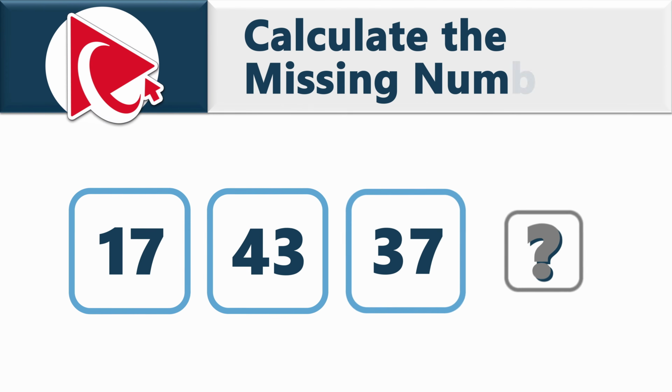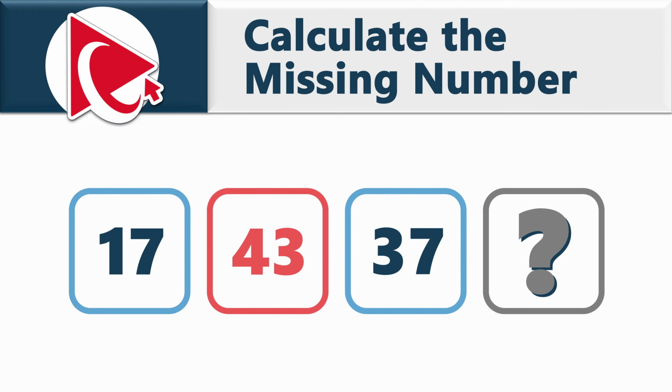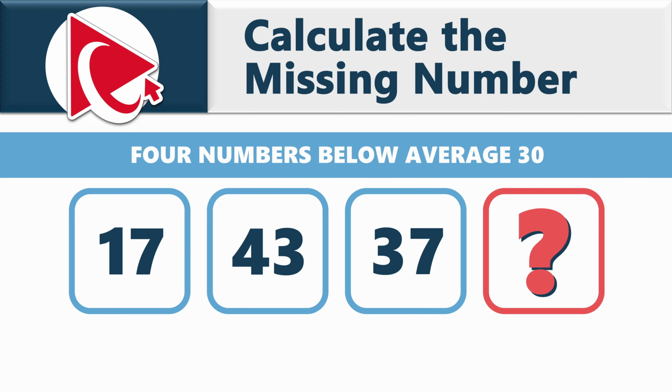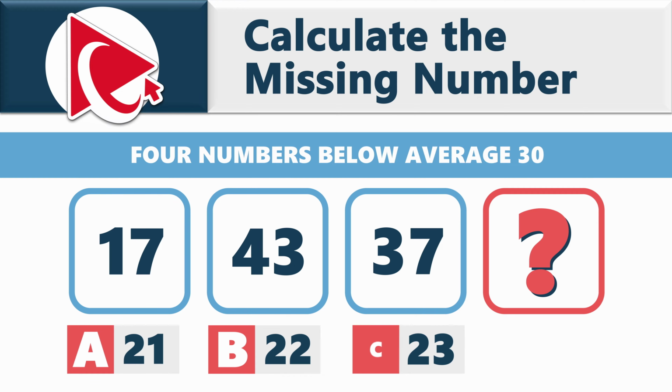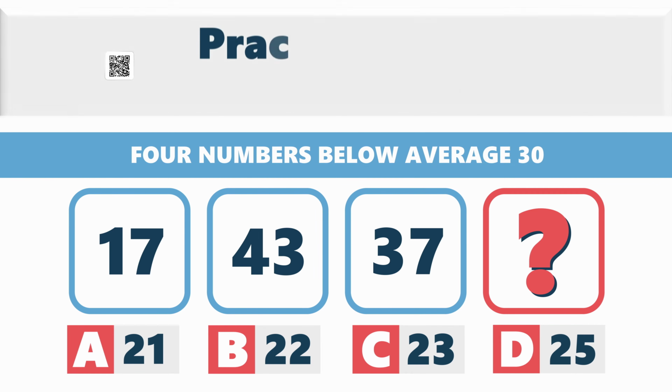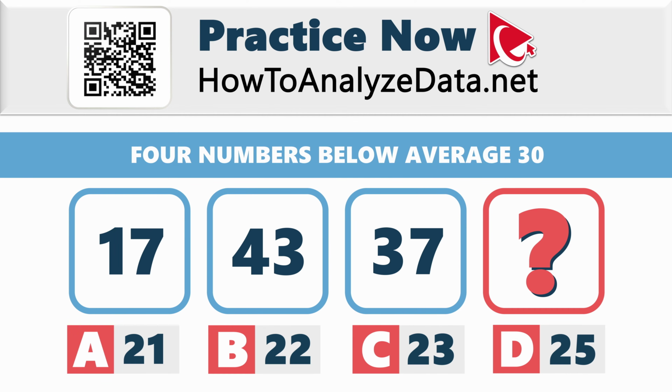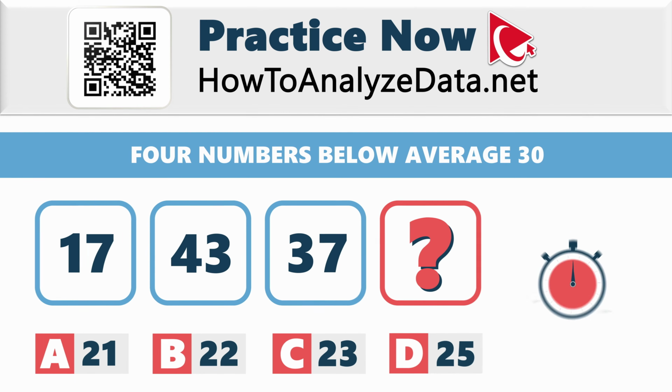You're presented with 4 numbers, 17, 43, 37, and then comes the missing number you need to calculate, knowing that all 4 numbers average 30. Your choices for the answers are choice A, 21, choice B, 22, choice C, 23, and last but not least, choice D, 25. Well, this question may seem daunting at first, but I know you have the skills and creativity to tackle it. Trust in your abilities, and let's explore all possible solutions together. Let's tackle it as a team.